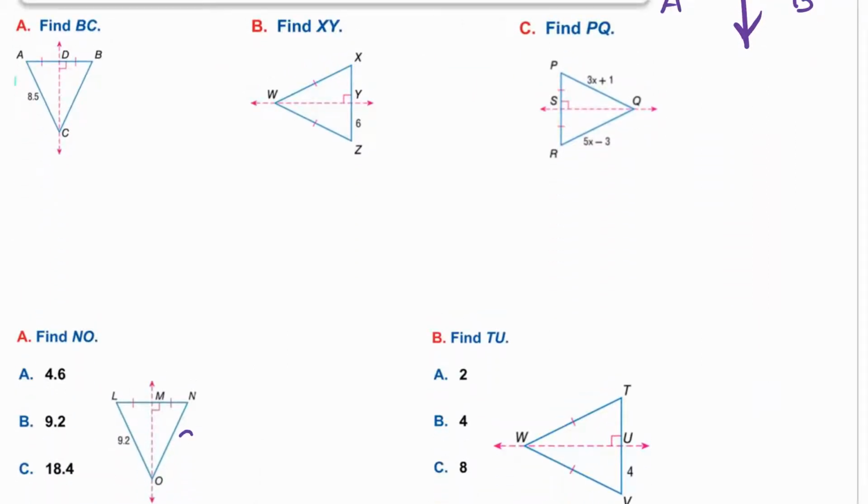In problem A, we're told by the diagram that DC is the perpendicular bisector to AB, so therefore AC and BC have to be congruent, so it's 8.5. In the next problem, we're not told that WY actually bisects the segment WZ, but since it is perpendicular to XZ, and that WX is congruent to WZ, we know it does bisect it, so this has to be 6.